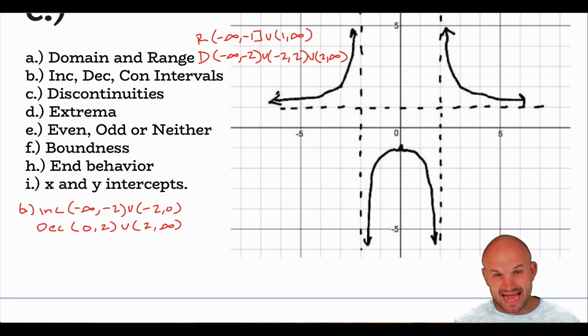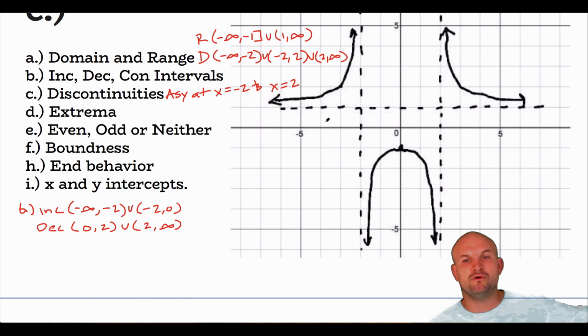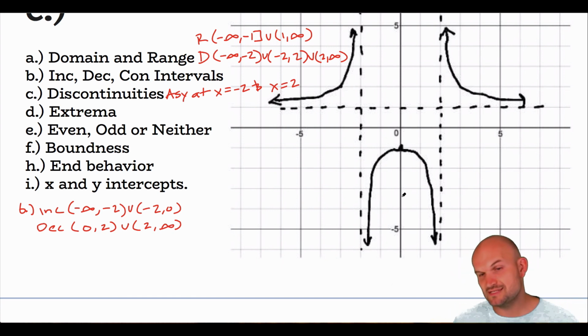Discontinuities, we have 2 asymptotes. So we can say an asymptote at x equals negative 2 and x equals positive 2. Now, you might look at this and say, well, what about this horizontal asymptote? Well, horizontal asymptote was not in our description of discontinuity, so therefore it's not going to be considered a discontinuity in this discussion. So only vertical asymptotes are going to be considered discontinuities as far as breaking up the graph. Then we have our extrema, and you can see that this point here looks like it is a maximum.